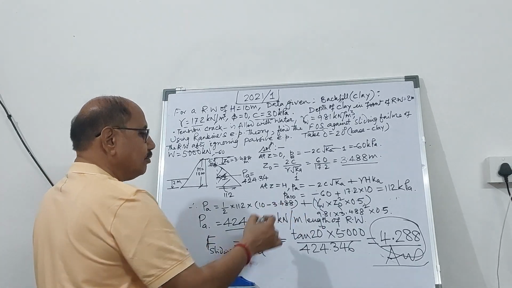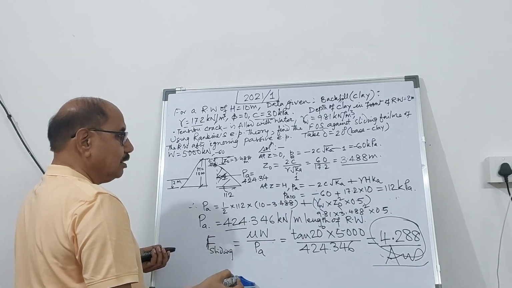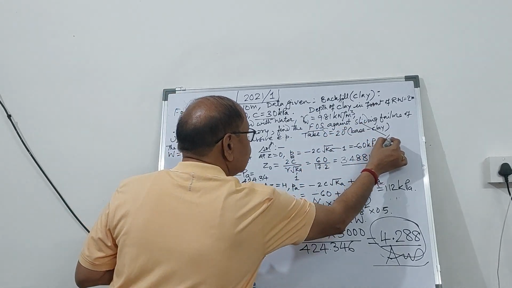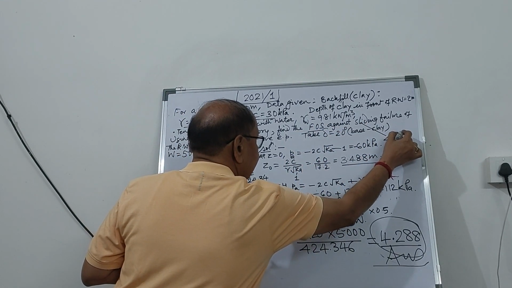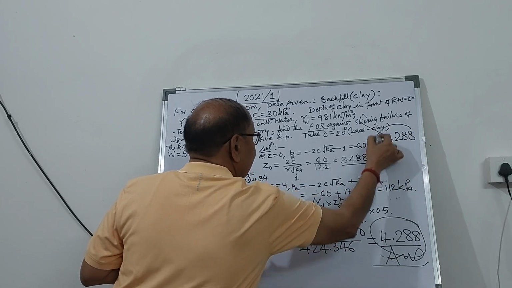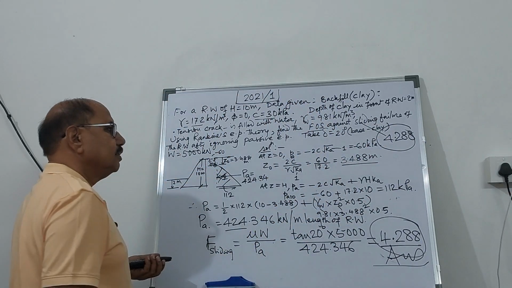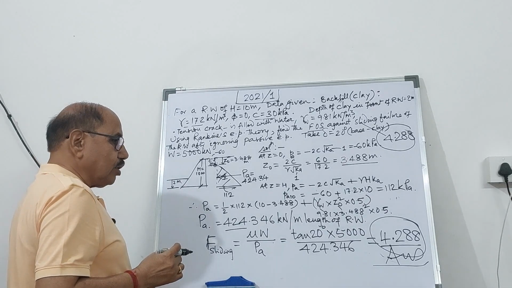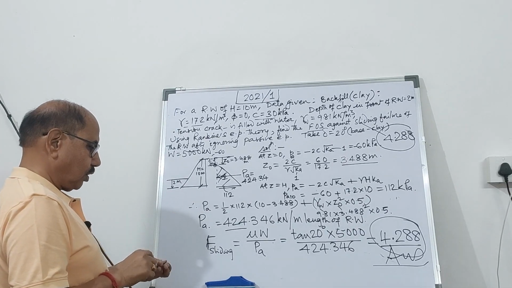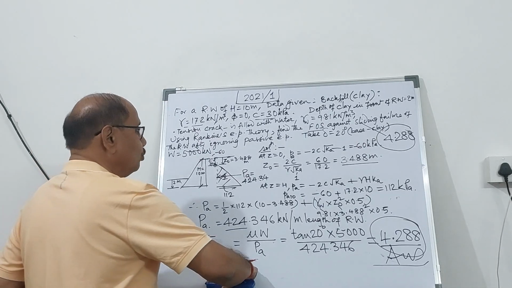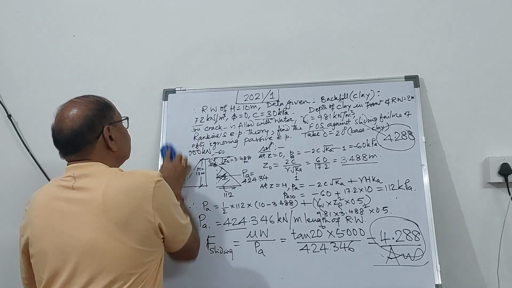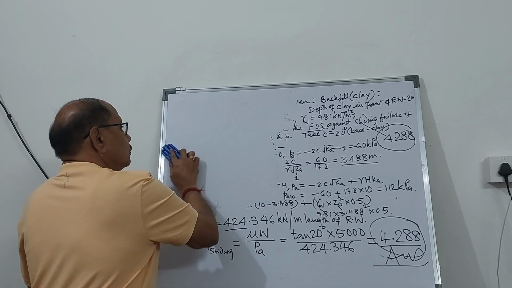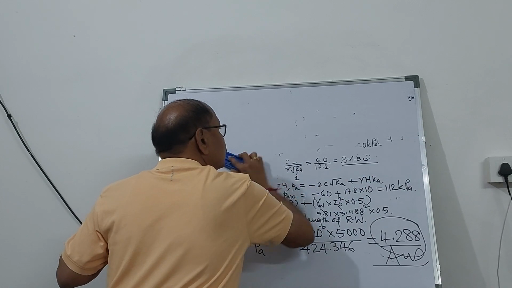Everything we have been able to calculate. So this is the answer. The question was factor of safety against sliding. So the answer is 4.288. This is the factor of safety against sliding. I hope you have understood this problem also very nicely. And then we will move to the next problem now.